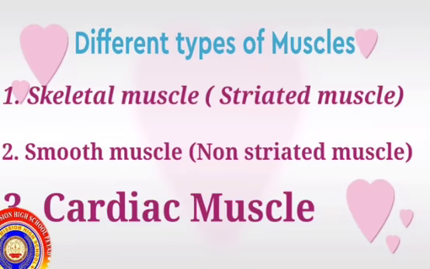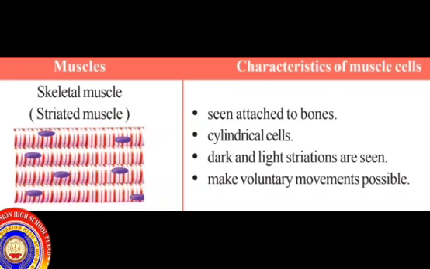Our body is made up of different types of muscles, such as skeletal muscles or striated muscles, smooth muscles or non-striated muscles, and the third one is the cardiac muscles. Let's learn one by one. First one, skeletal muscle. Skeletal muscle is also known as striated muscle, which is seen attached to bones, and it is cylindrical in shape. Dark and light striations are seen, and it makes the voluntary movements possible.